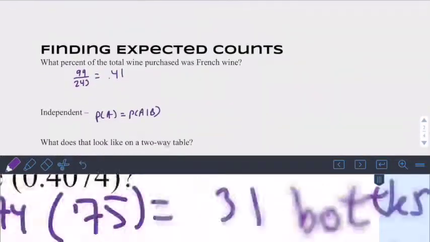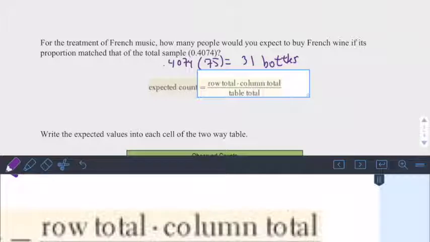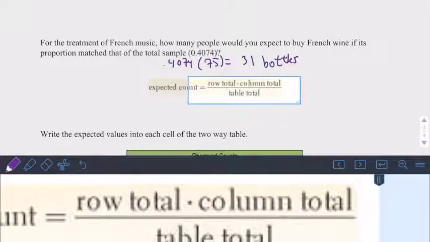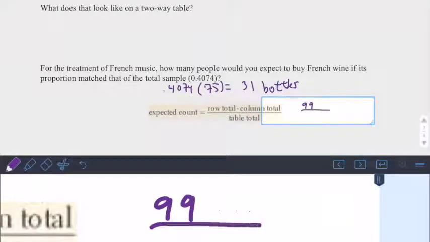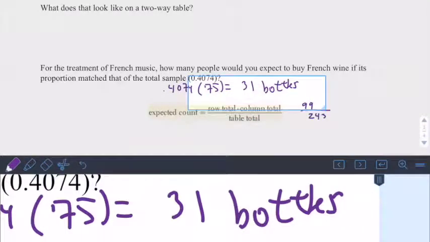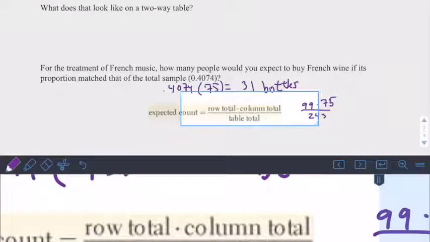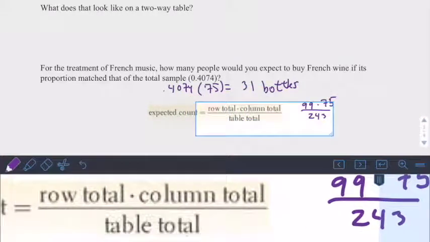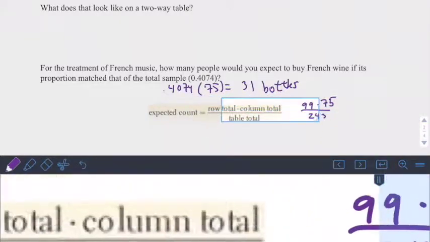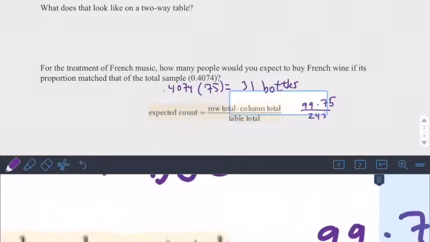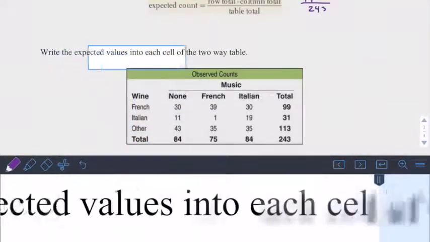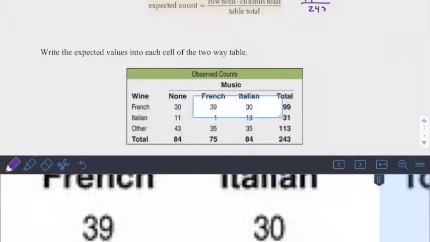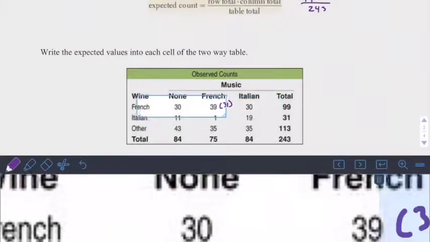Well, here's an easier way to get the expected values. We do our row total times our column total divided by the table total, and actually, in fact, that's what we did. Remember, we did 99 out of 243, and then we multiplied it by 75. Well, our row total was 99, our column total was 75, and our table total was 243. So this is a nice little formula if you don't understand how this actually happened, but they should be connected pretty well. So what we can do is write the expected values into each cell. So we can put our 31 in there, and we could do that for all of them.